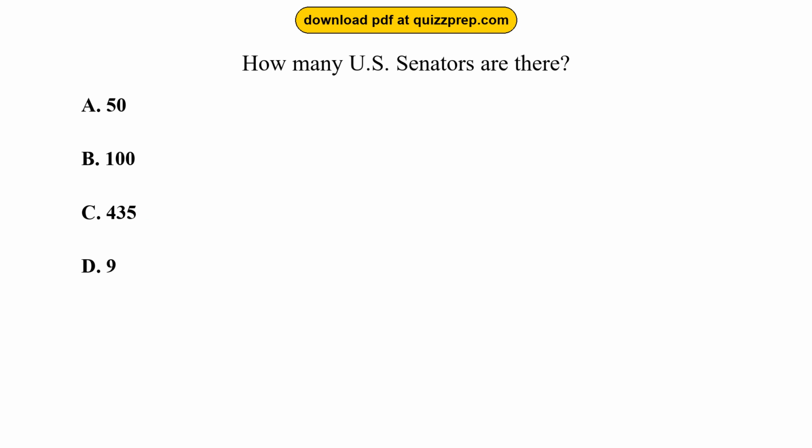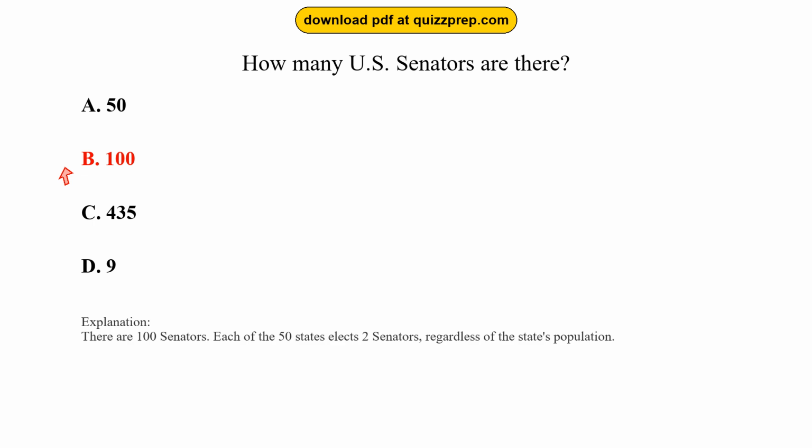Question 53. How many U.S. senators are there? Option A, 50. Option B, 100. Option C, 435. Option D, 9. The correct answer is option B, 100. There are 100 senators. Each of the 50 states elects 2 senators, regardless of the state's population.